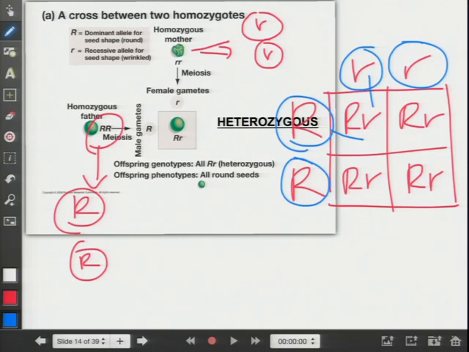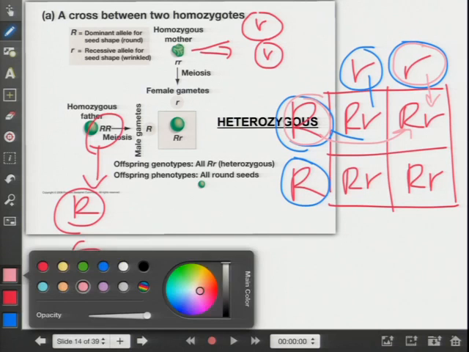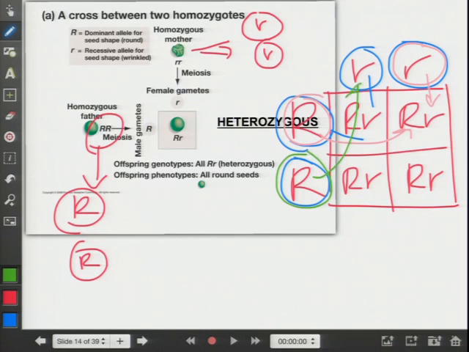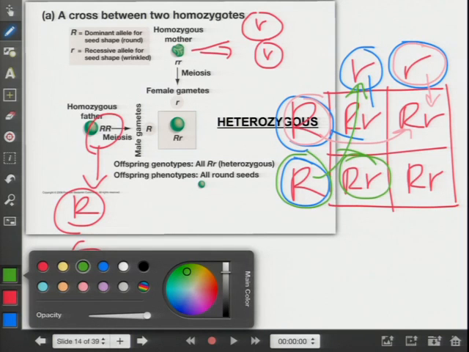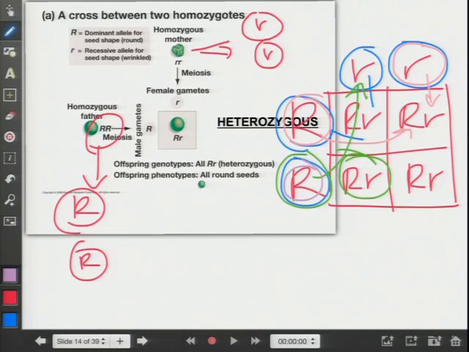If this one and this one got together, we'd have big R, little r. If this one and this one got together, we'd have big R, little r. And again, big R, little r. That's all the possibilities. We did every single combination.